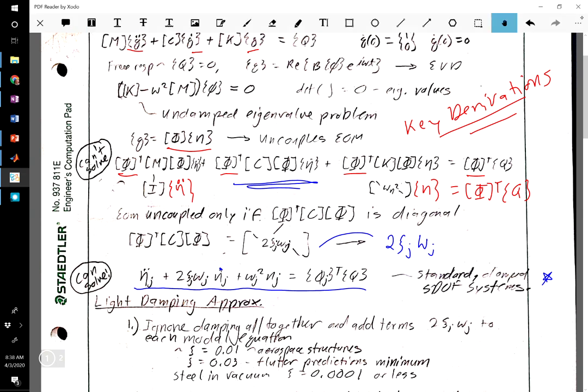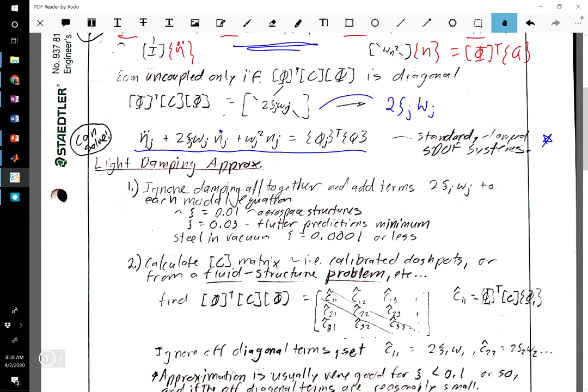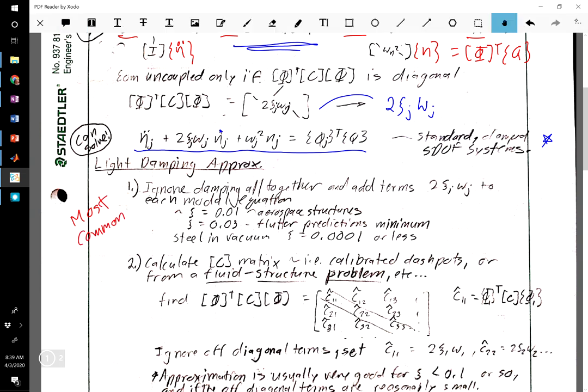So this is the easy case. If this happens, everything will go great. So under what conditions will the C matrix be diagonalized? There are a few different cases we'll talk about. The book talks about this and mentions the light damping approximation. So what are the ways that this is done in practice? I would say that this first one is one of the most common, at least.